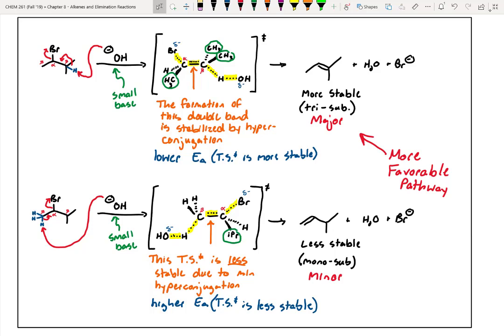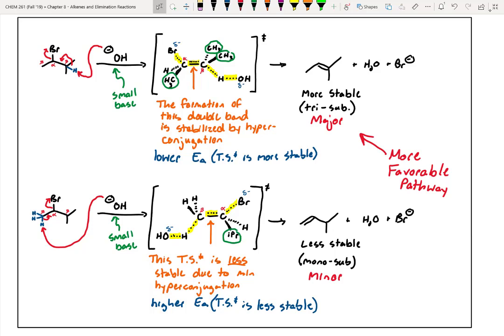And if we think about forming that new double bond, that's going to be stabilized by all three of those methyl groups circled in green. So in this case, it's going to have a lower activation energy, and therefore this is actually going to occur at a slightly faster rate due to that stabilized transition state.